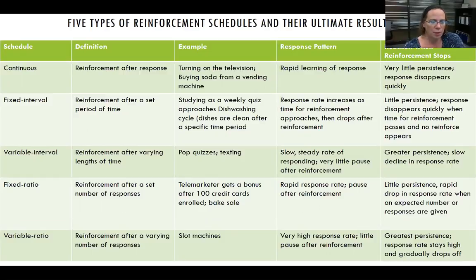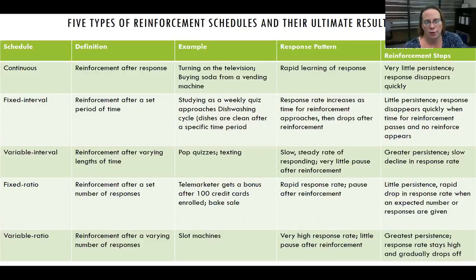So here's the third type of schedule, which is a variable interval schedule. So this is reinforcement after varying lengths of time. So we're not sure when it's going to happen. Some examples might be pop quizzes or texting. So we don't know when we're going to get the response to the text.